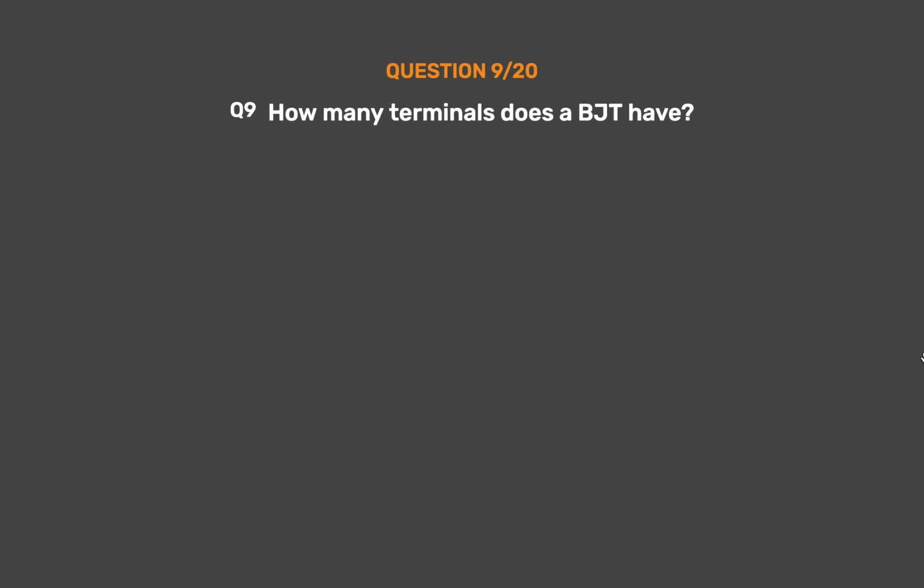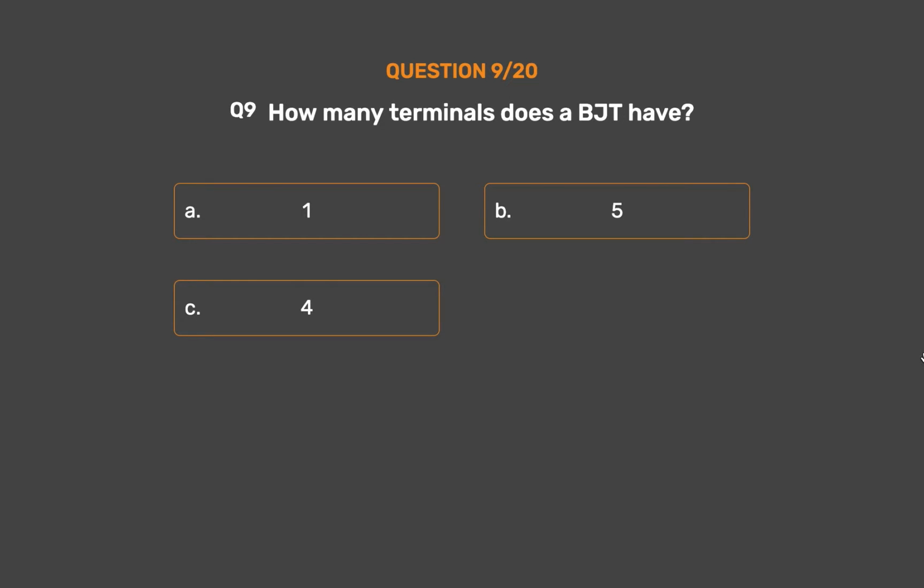Question number 9. How many terminals does a BJT have? Option A. 1. Option B. 5. Option C. 4. Option D. 3.